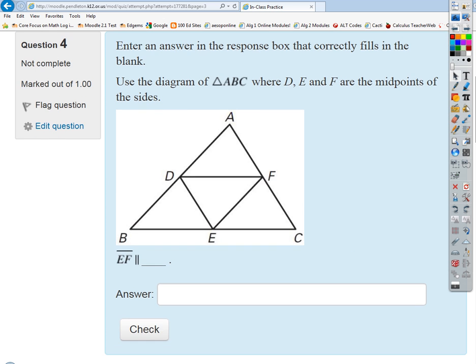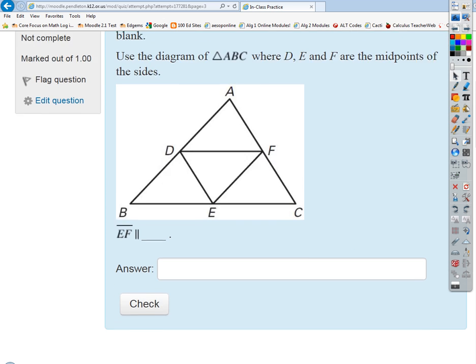Okay, quick review of this. Remind me from yesterday, if we know that D, E, and F are the midpoints of the sides of a triangle, then what do I call segment EF? What's the segment that connects two midpoints of a triangle? Mid-segment. Good.